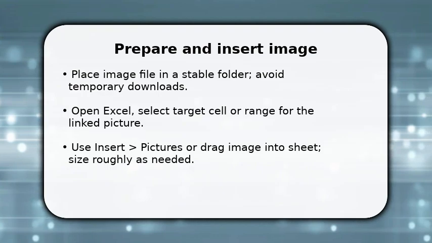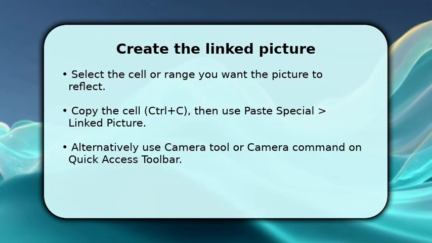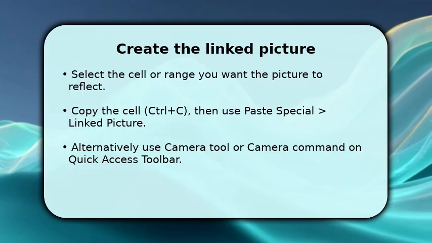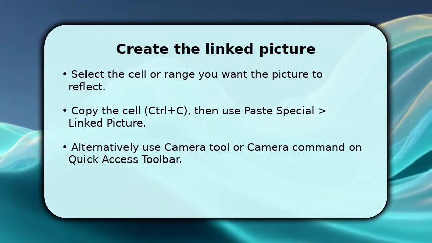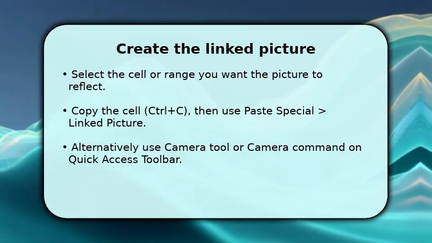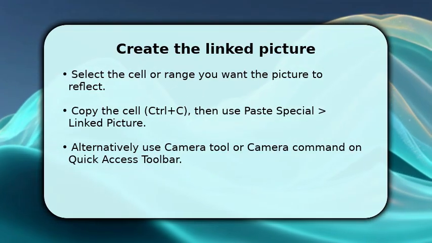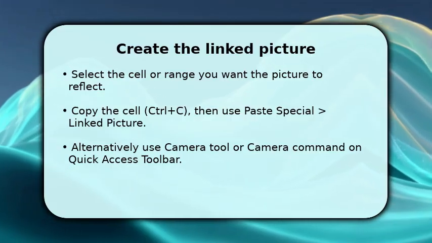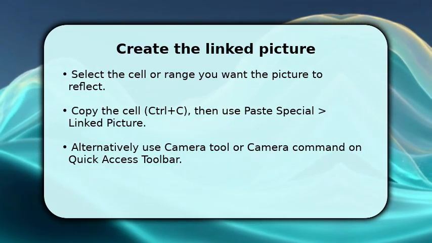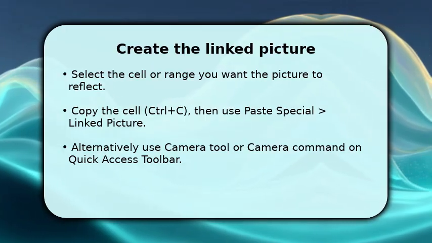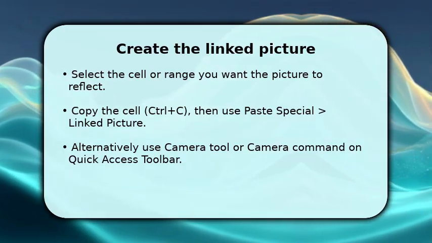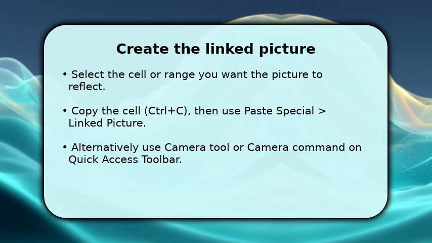Now you'll create the actual linked picture, so changes update automatically. First, select the cell or range to reflect and press Ctrl+C to copy it. Then go to Home, Paste Special and choose Linked Picture, or add the camera tool to the Quick Access toolbar and click to paste a live image. This produces an object tied to the original cells. If you edit the source, the linked picture updates.